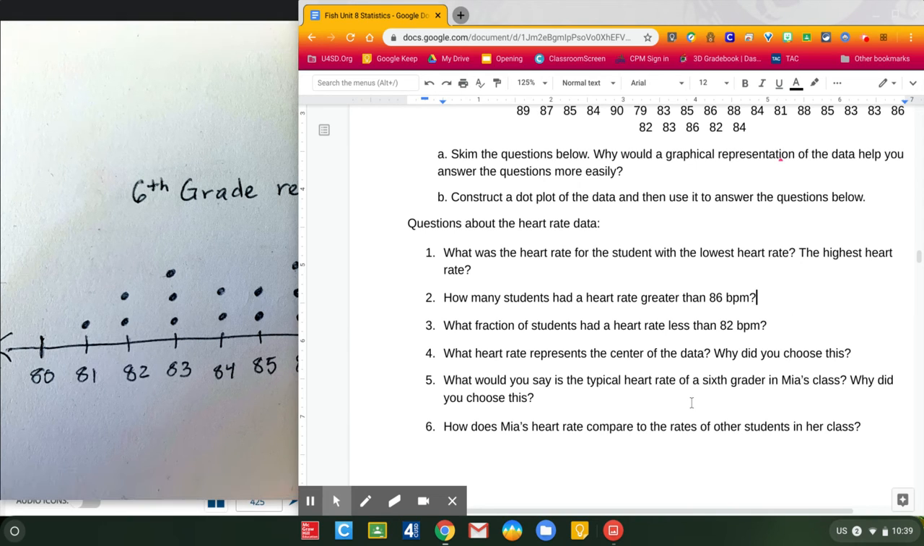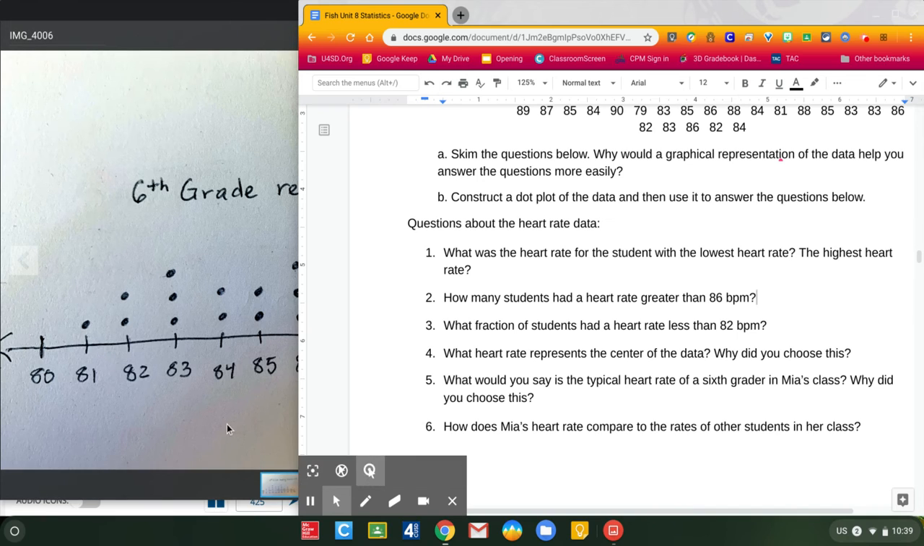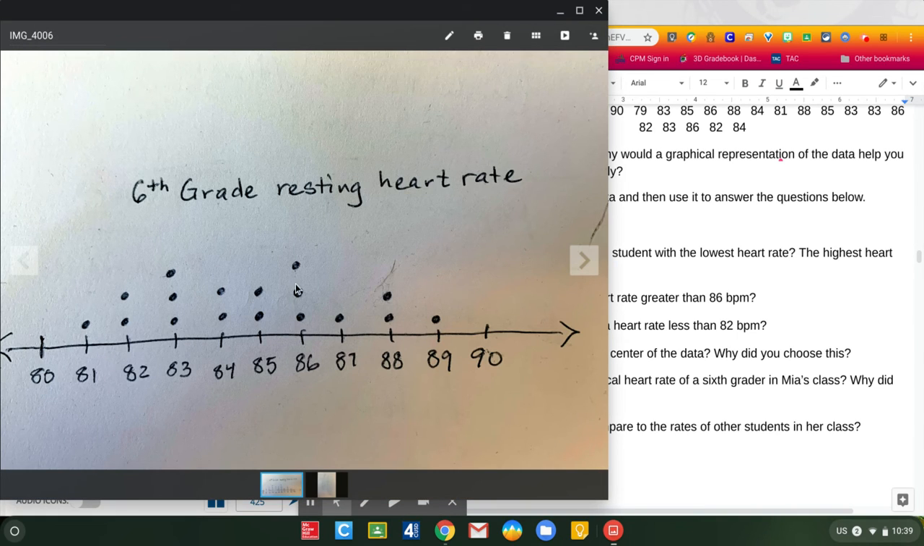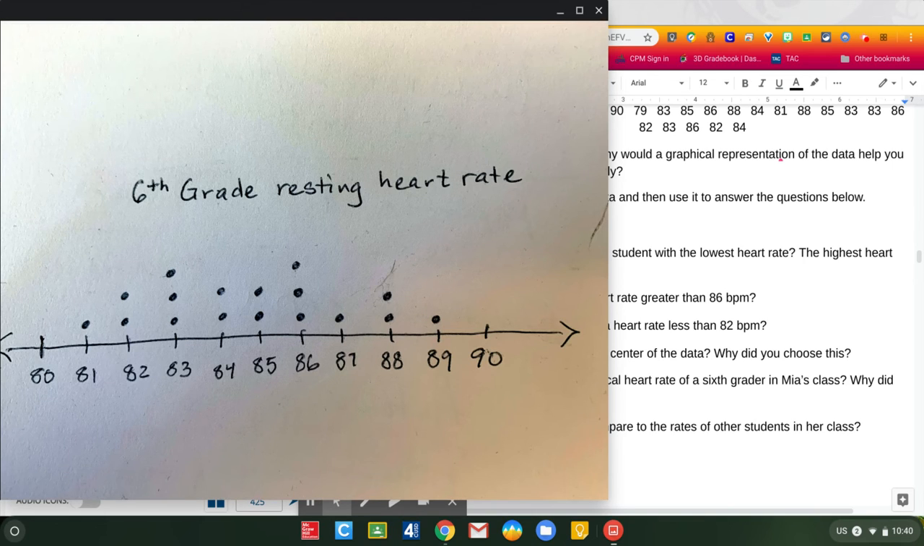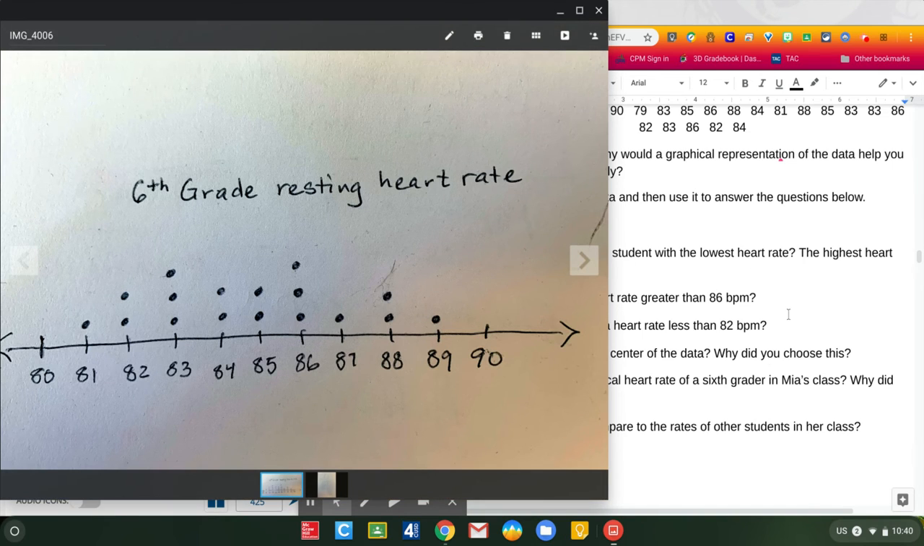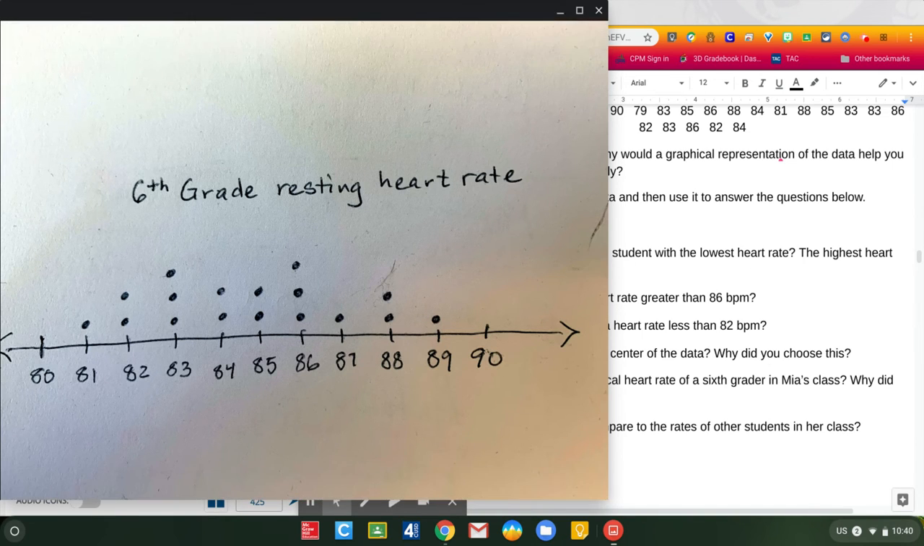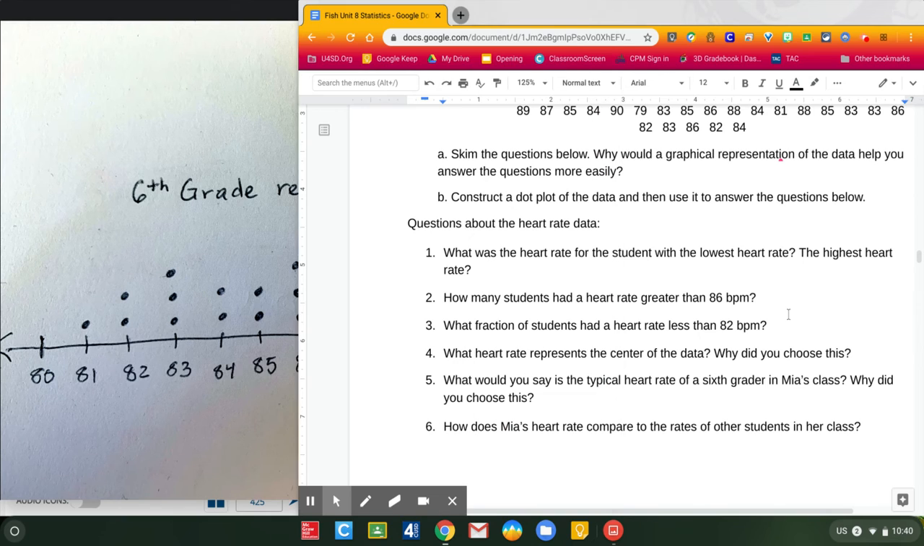What would you say is the typical heart rate of a 6th grader in Mia's class? I would say the typical heart rate is somewhere between 84 and 85. That seems like a pretty reasonable amount looking at this chart. Again, right now I'm just looking at it holistically, or looking at the entire dot plot and trying to make a determination based on that. Not applying any statistical analysis techniques yet.